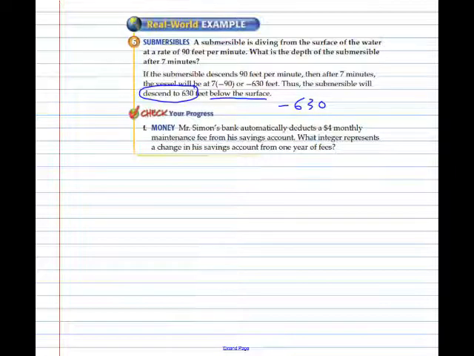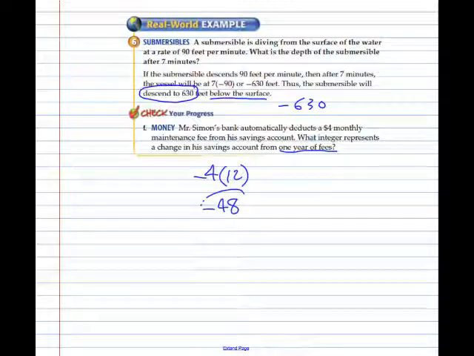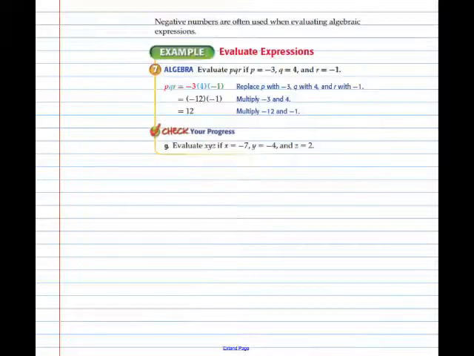Mr. Simon's bank automatically deducts a $4 monthly maintenance fee from his savings account, so that would be negative 4 because it's a deduction. What integer represents a change in his savings account from 1 year of fees? 1 year, obviously, then 12 months. Negative 4 times 12 is negative 48. That means it costs him $48 a year to maintain his savings account.